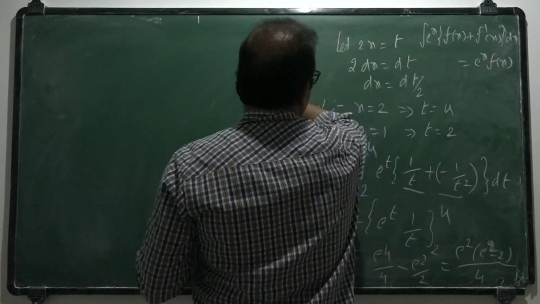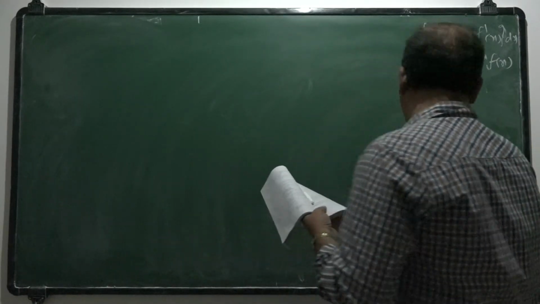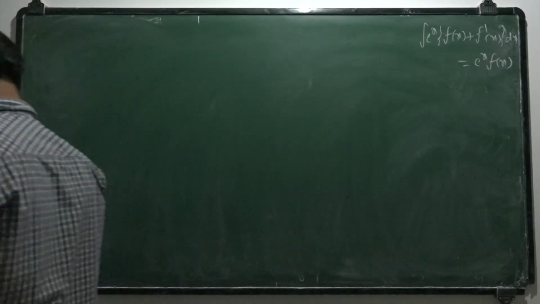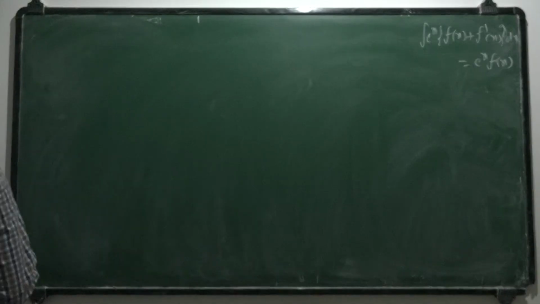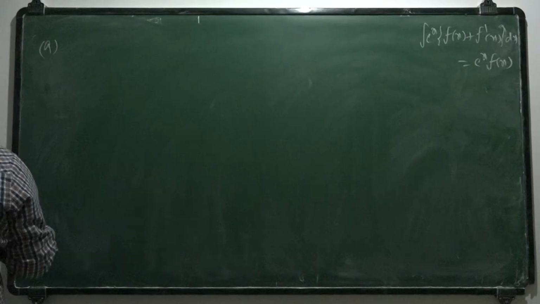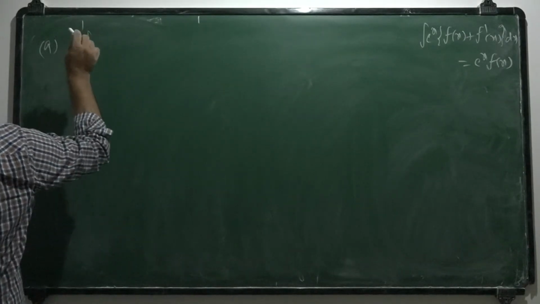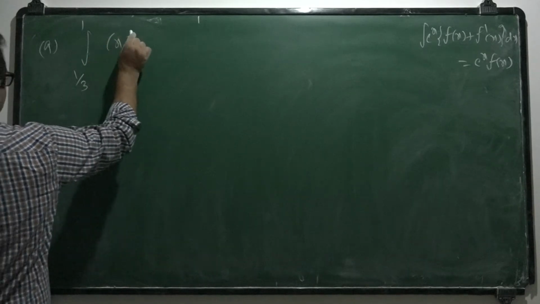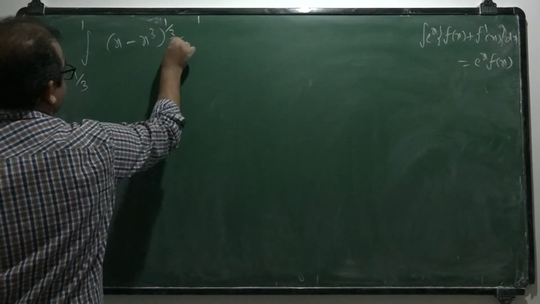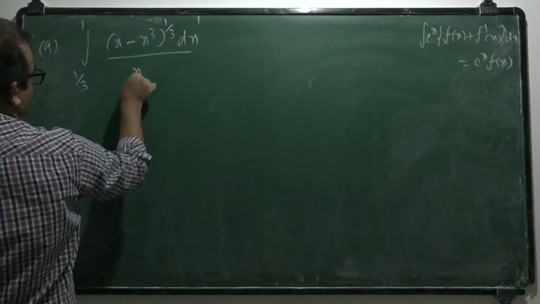You take this formula. Next, ninth one. The value of the integral from 1 by 3 to 1 of (x minus x cube) whole power 1 by 3 into dx by x power 4.